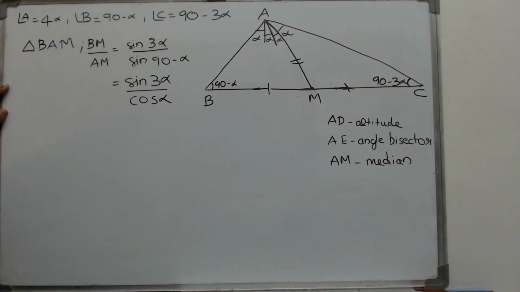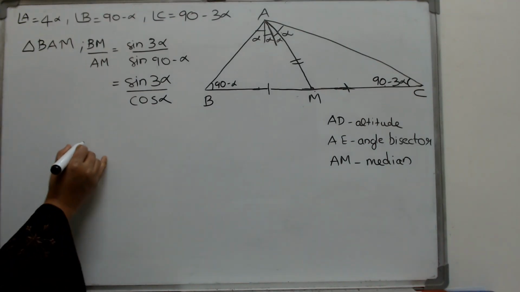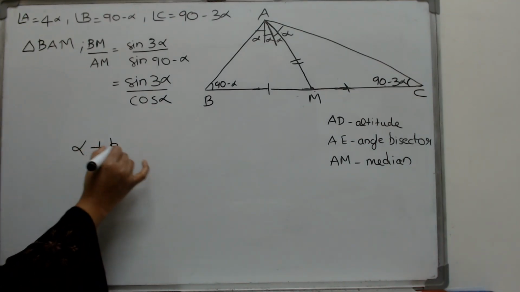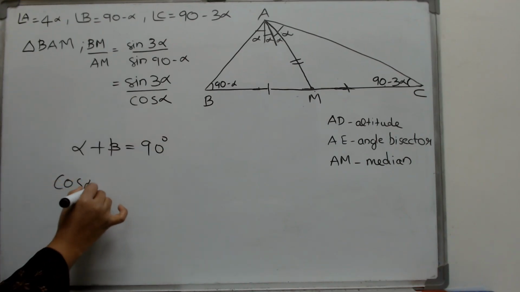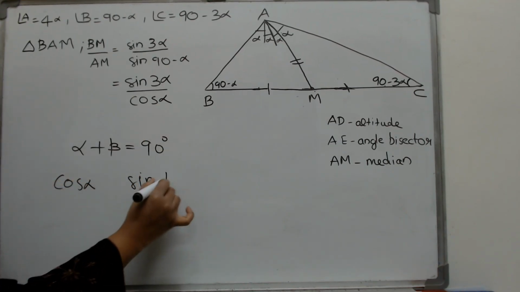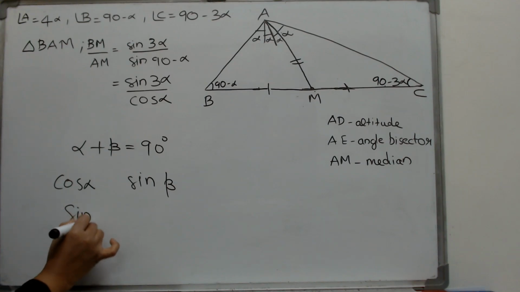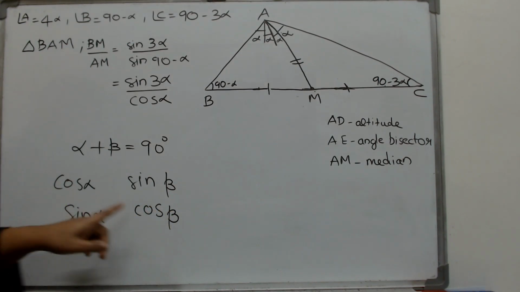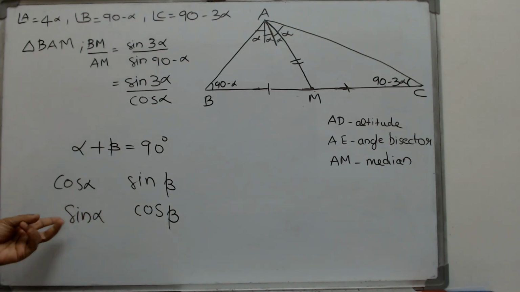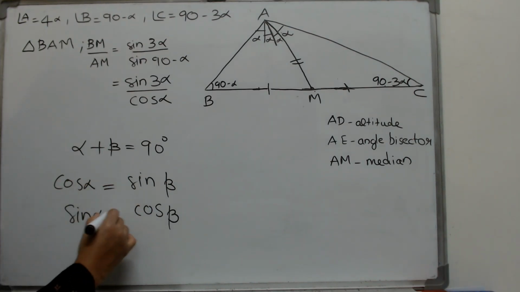Even without applying the sine A plus B, we know that when the sum of two angles is 90 degrees, then the cos of one will be the sine of another and the sine of one angle will be the cos of another. Not just for sine and cos, you will see the same for tan and cot and the same thing for sec and cosec also. These two will be same.